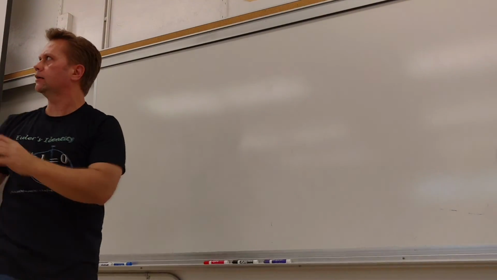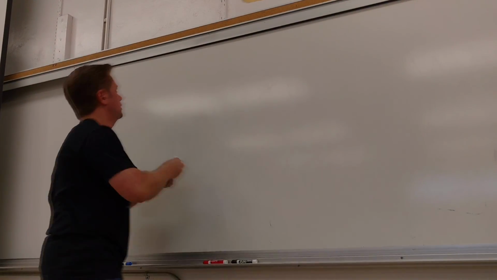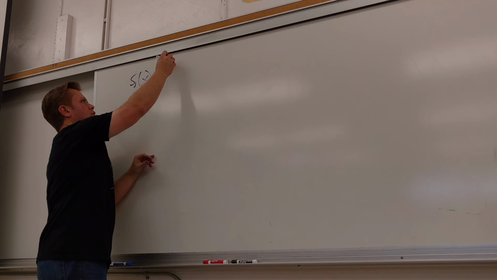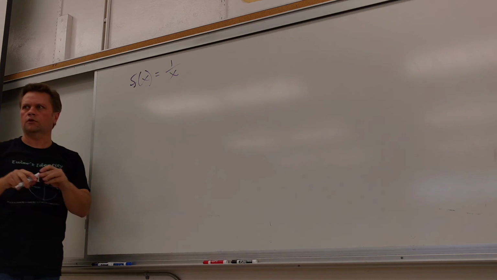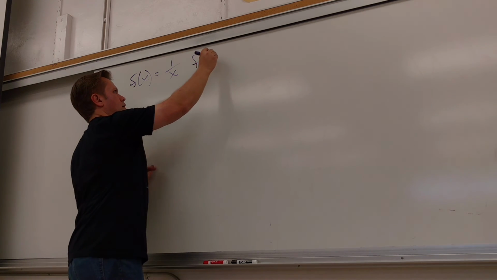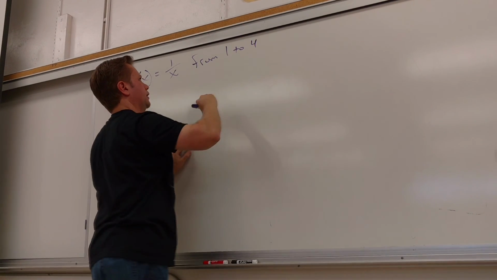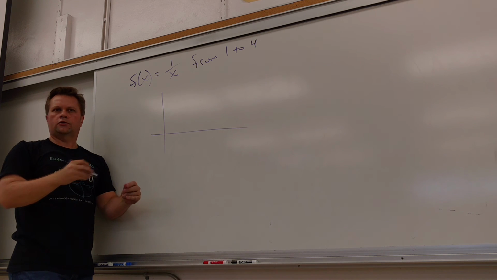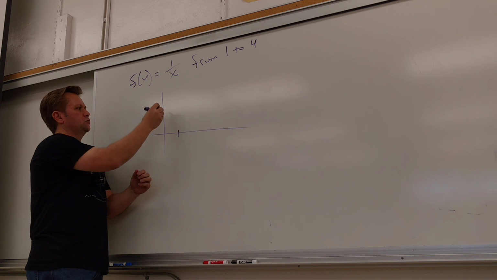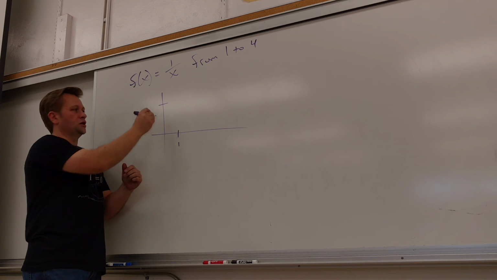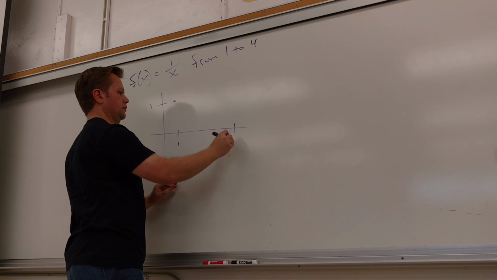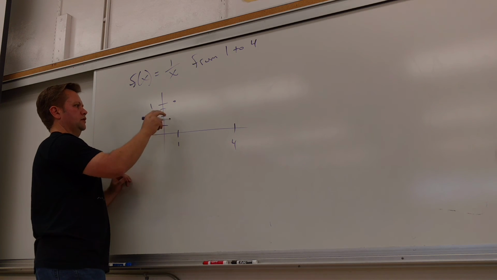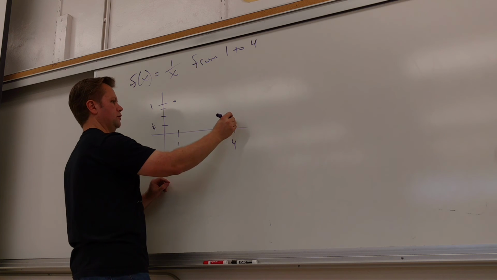So let's try a simple function. Let's just do 1 over x, from 1 to 4. So to graph a rough sketch, at 1, where's 1 over x? 1. And at 4, it's at 1/4. That's a horrible scale, but 1/4.